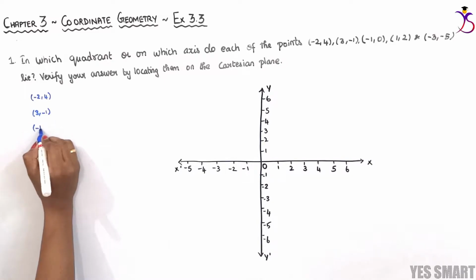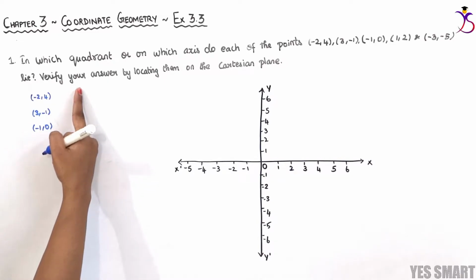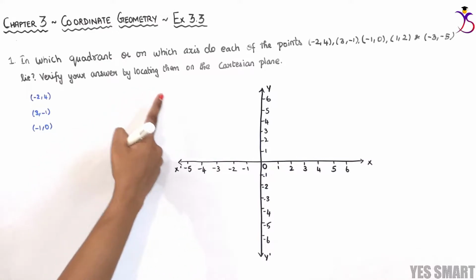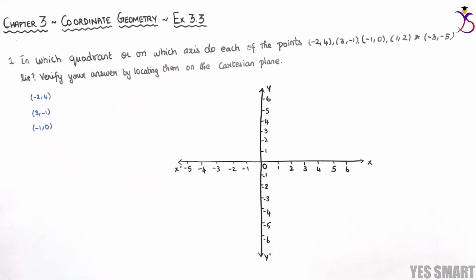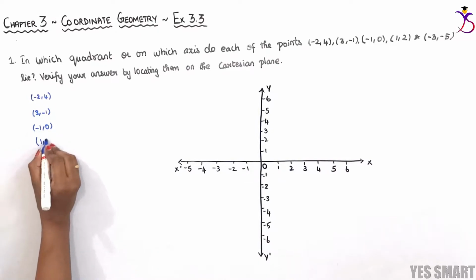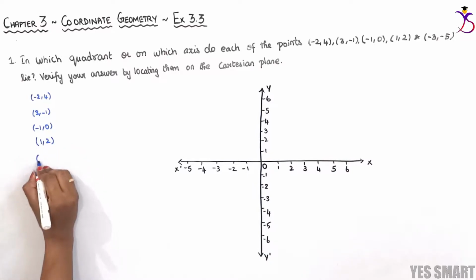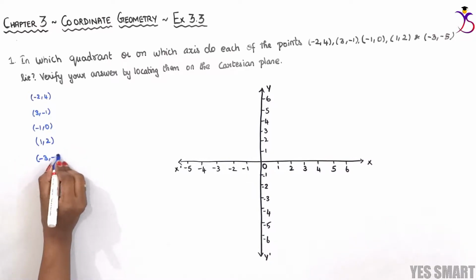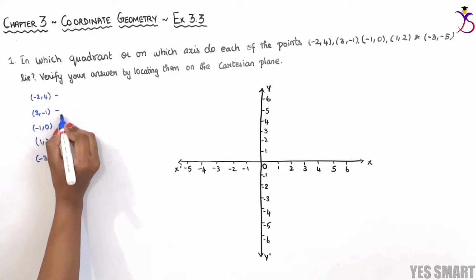So first let's note down the points. Also they are asking us to verify our answer by locating them on the Cartesian plane. So we have to locate these points on this plane in order to verify them. We already knew what the Cartesian plane is, as we already discussed that in the concept explanation. So now let's straight away solve the sum.